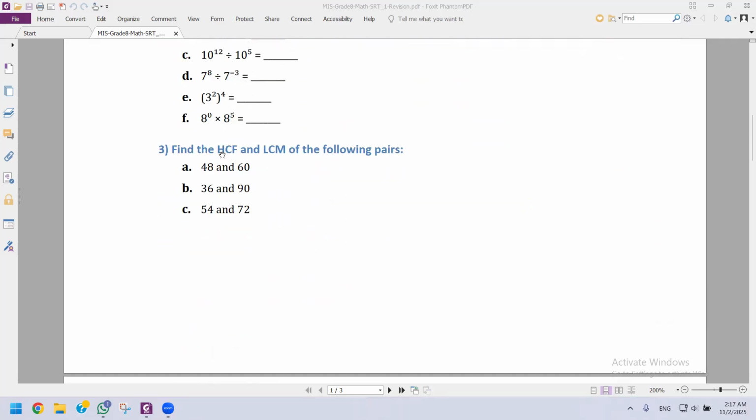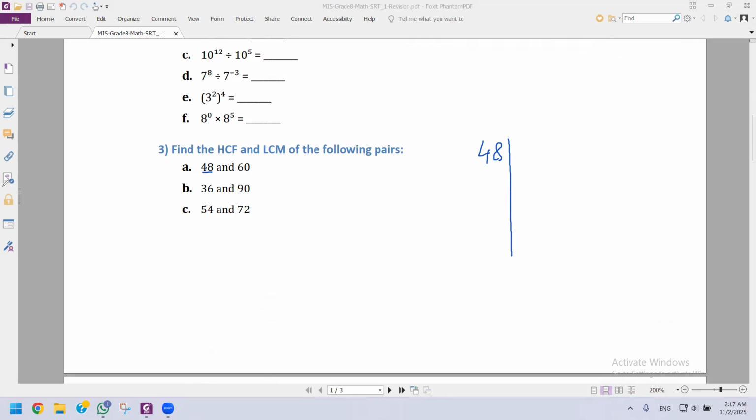Next, find the highest common factor and the least common multiple of the following pairs. So for each pair of numbers, we have to find the highest common factor and the lowest common multiple. First, I need prime factorization. What does that mean? Let's take 48 first. Let me write here 48, and then you make a line like this. Or you can use the tree method, but we prefer to use this.